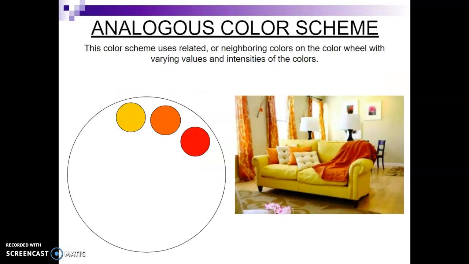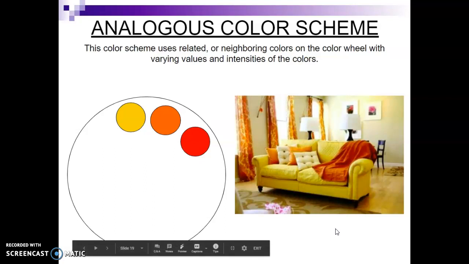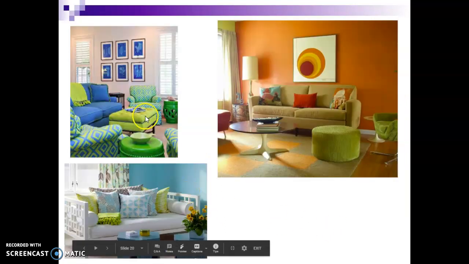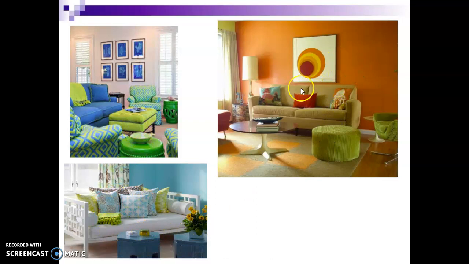So here's an example of red, orange, and yellow in an analogous room. This one right here uses blue and greens, which are right next to each other. Same with this room. This room's using orange, yellow, and a light green or a yellow green. And of course it's got some neutrals in there as well.